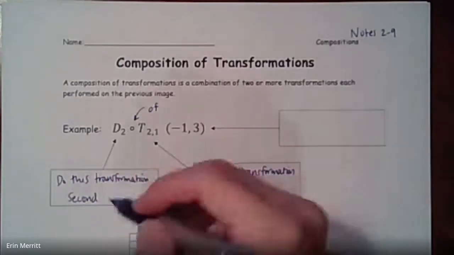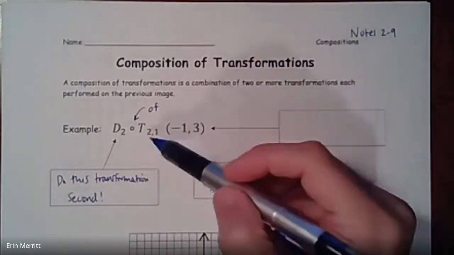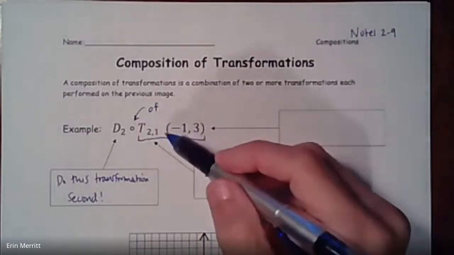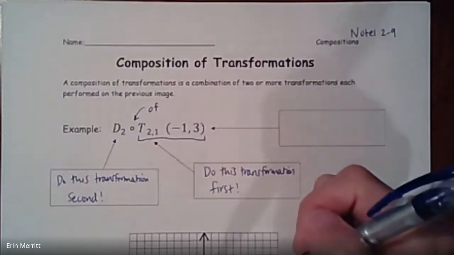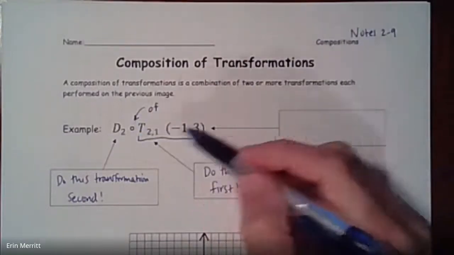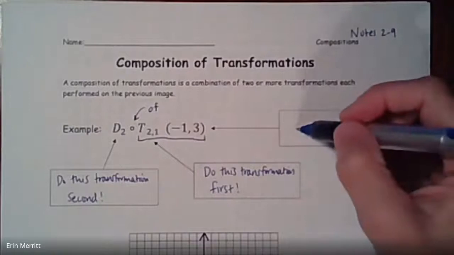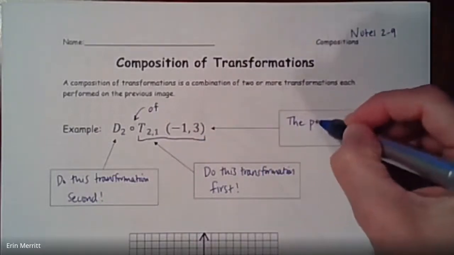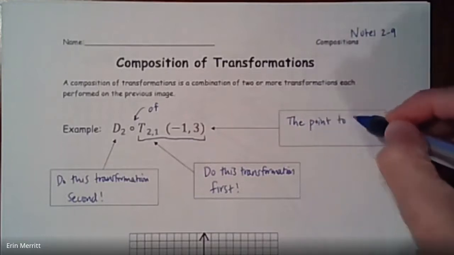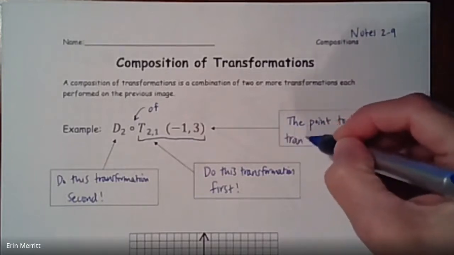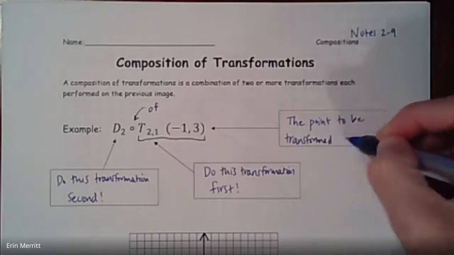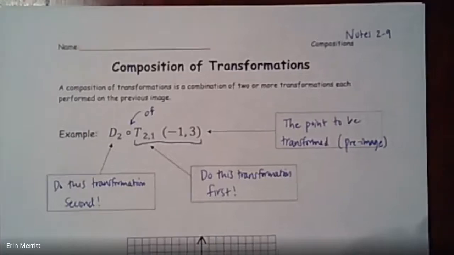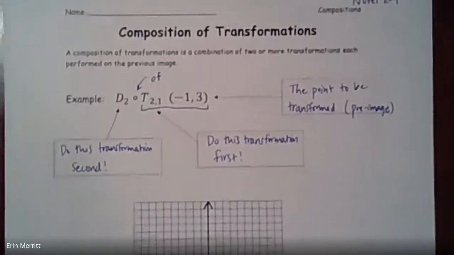So you actually kind of read it backwards, or think of it as reading whatever transformation is closest to the point, do that part first, and then work your way out. So you can almost think of it as if it were in parentheses. Right? And then what this is pointing at, that's the point to be transformed, or often referred to as the pre-image.